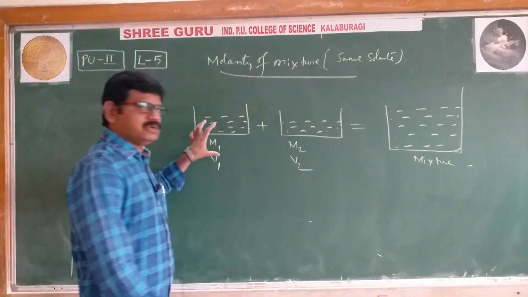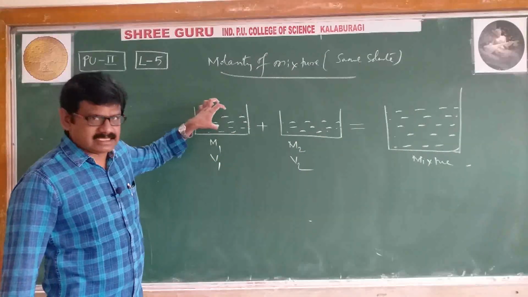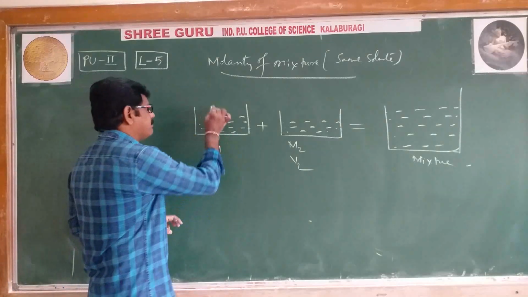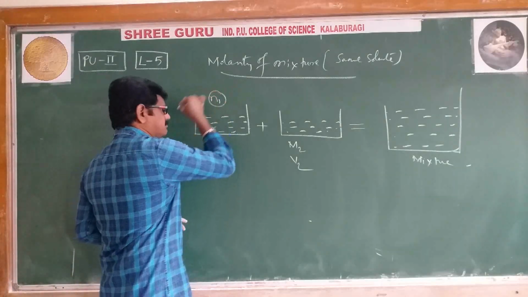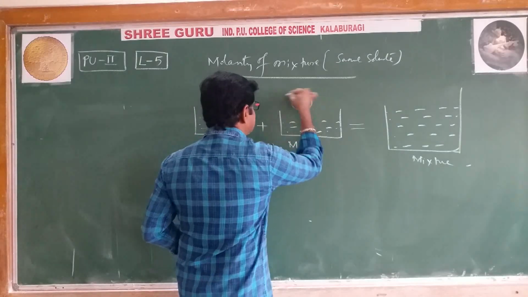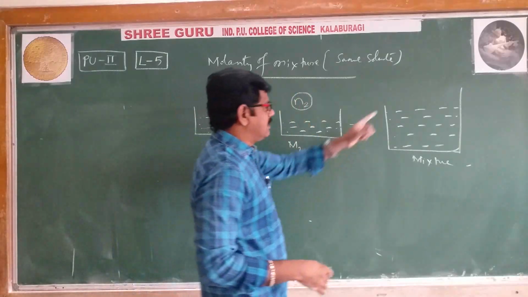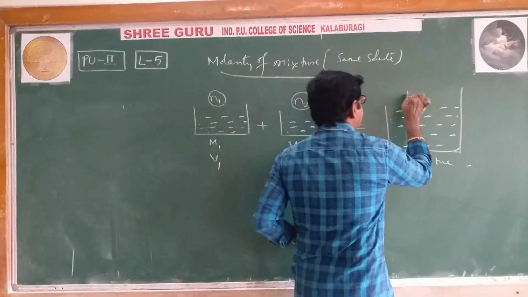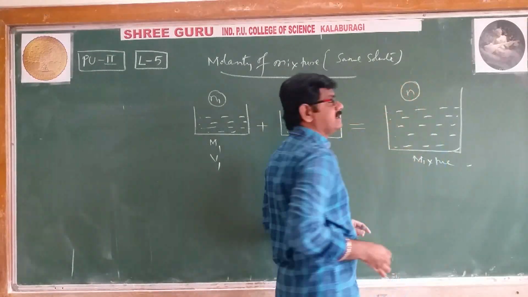Right. We'll do one thing. In the first container, let the number of moles be N1. In the second container, let the number of moles be N2. Now, after mixing, let the number of moles be N.